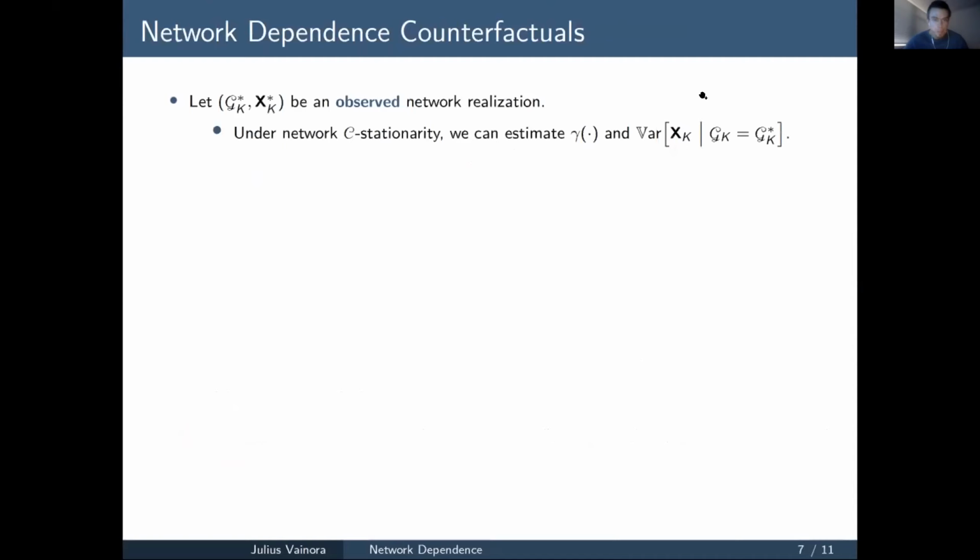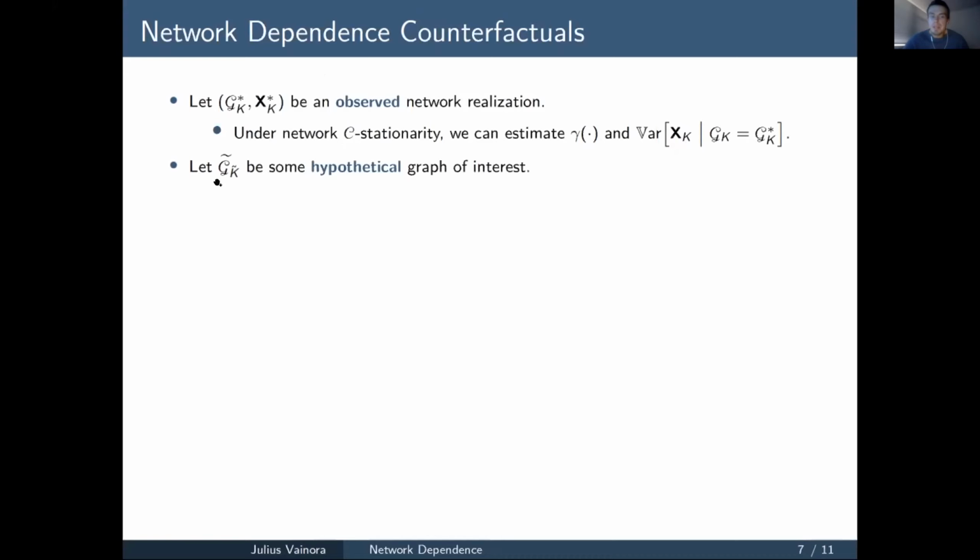Now let me, in one slide, explain what I mean by network dependence counterfactuals. Let G star, X star be an observed network realization. So we have the whole graph and all the network entity characteristics. Then if we somehow know which classifier we should be using, we can estimate the autocovariance function gamma as before, with the same estimator, and we can estimate the whole covariance matrix for the whole graph.